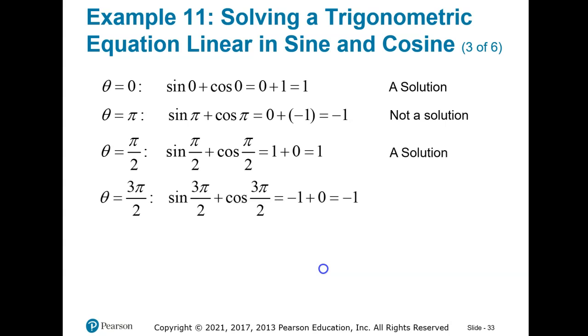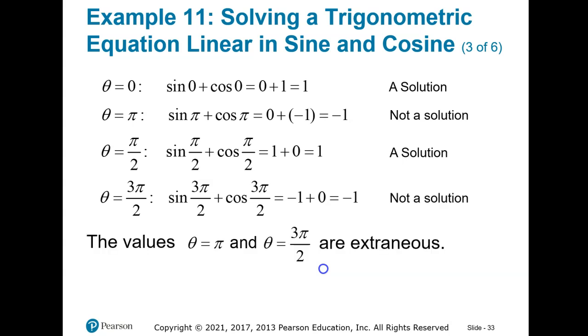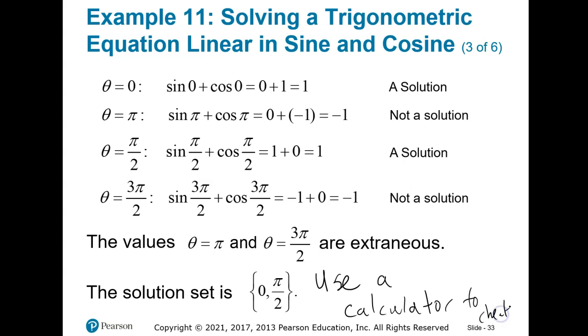Right? Pi over 2 works, but 3 pi over 2 does not. So we had 2 that were solutions and 2 that are referred to as extraneous solutions. They don't solve the original, but they do solve after we square. Only keep the ones that work when we check. All right, you can use a calculator to help you check. That'll be a really great tool to help you check these. Or your unit circle again when you have special angles like that.